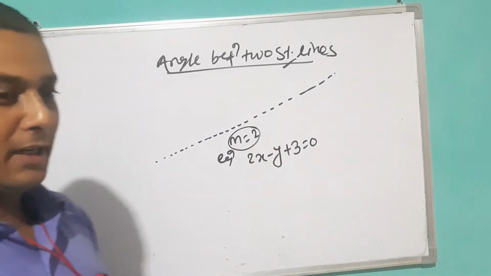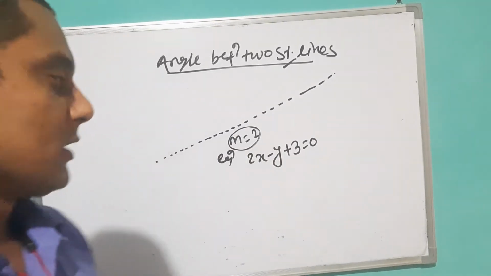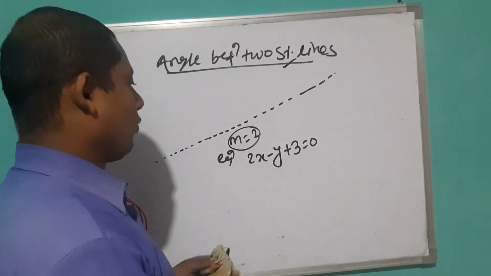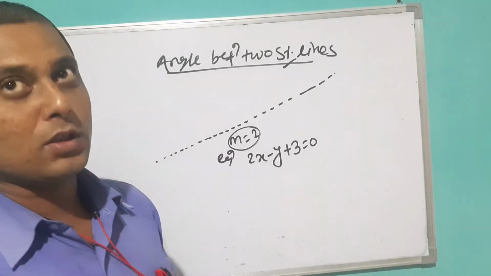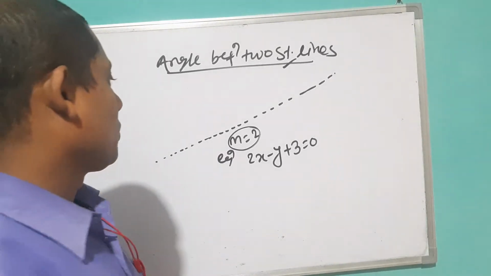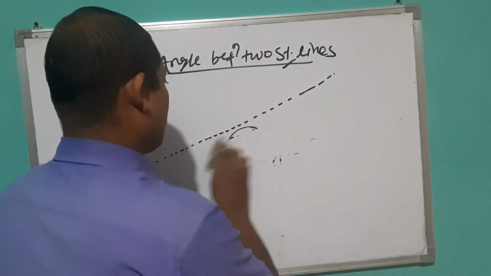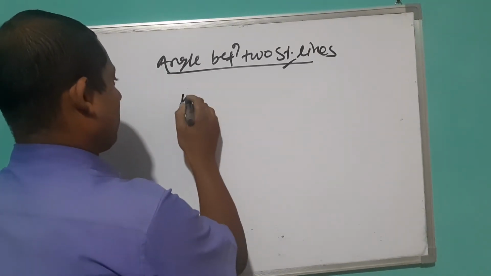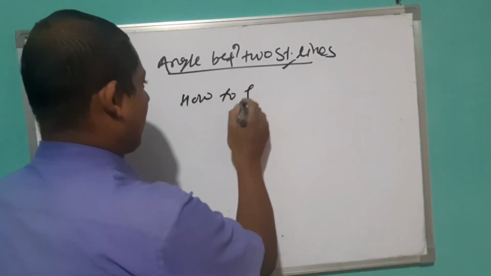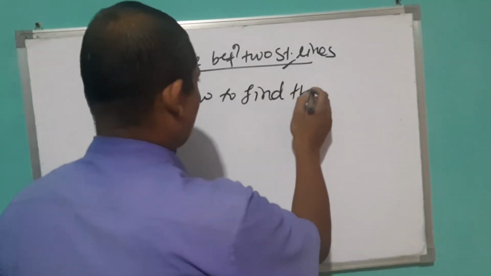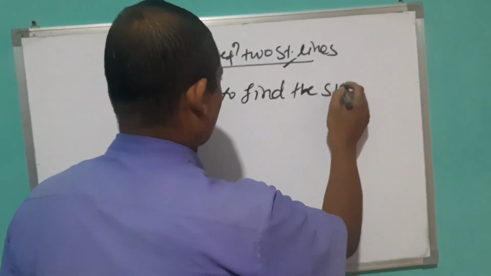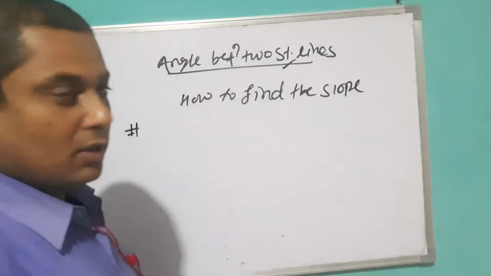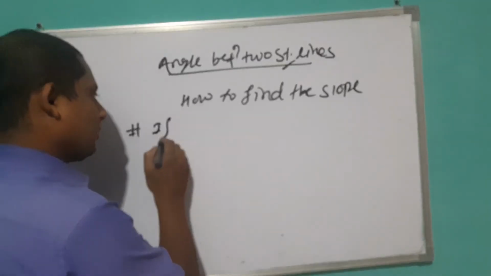Now what do you mean by this slope m? How to find this m? I will make a separate video about this slope, and right now we have to understand how to find the slope, I mean m. So for a straight line we have two methods to find the slope.